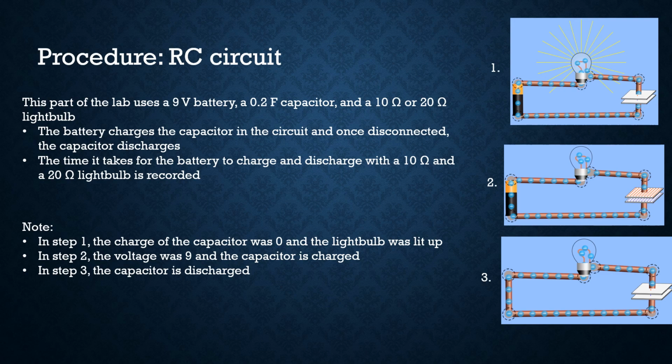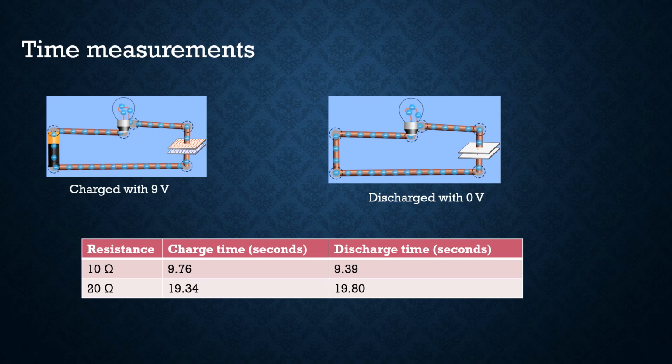will be recorded. As for important notes, in step 1, the charge of the capacitor was 0, so the light bulb was lit up. In step 2, the voltage was 9 and the capacitor is charged. And in step 3, the capacitor is discharged. Some of the time measurements with the images of charge 9 volt versus discharge 0 volts.